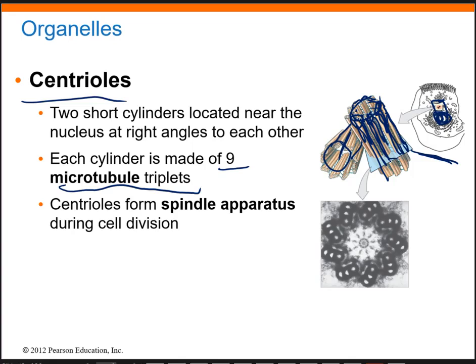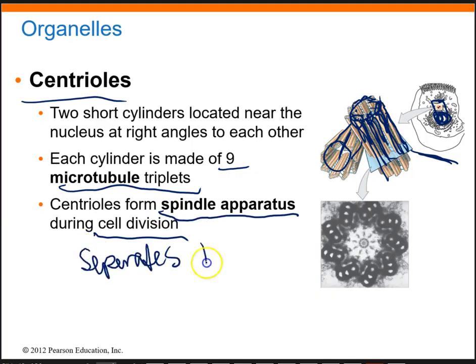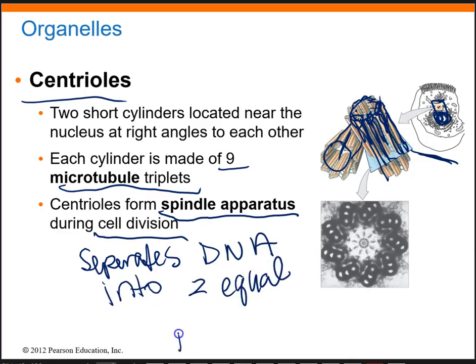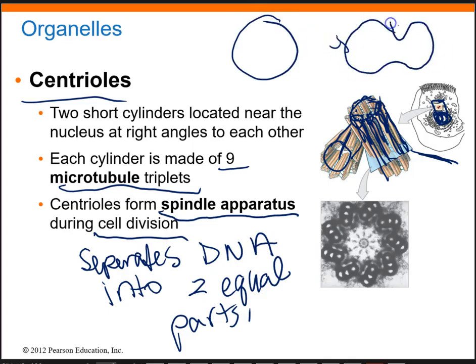Now, I told you guys that these centrioles are important in cell division. Specifically, what they do is they form something called the spindle apparatus. And what this does is it separates the DNA into 2 equal parts when the cell is dividing. So if I have this one cell and it's going to end up splitting off, it's going to start splitting like that, and eventually it'll end up as 2 separate cells.